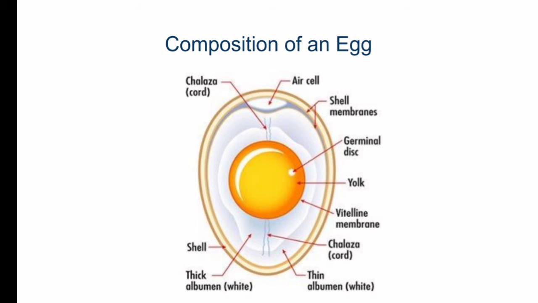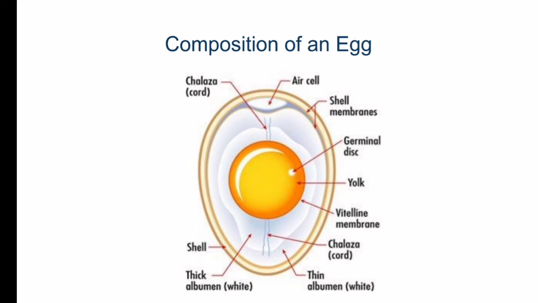Next, we have the vitelline yolk membrane, and this is what contains the yolk of the egg. When this membrane becomes punctured, the yolk will lose its round shape. And of course, we know the yolk to be the yellow inside portion of the egg that provides minerals, vitamins, fats, and protein to the growing embryo.